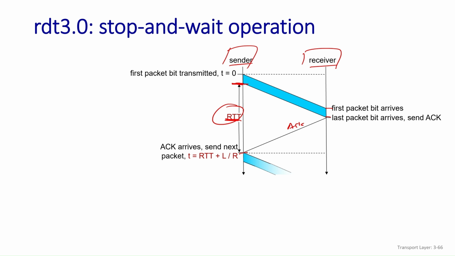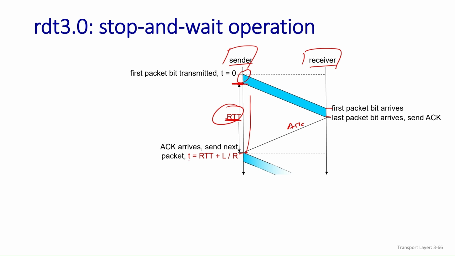If you just look at this operation, visual understanding tells us that most of the time the link is free. I'm only sending data for this much amount of time, and for this much amount of time I'm waiting for the acknowledgement. Because remember, in stop and wait, we send one packet and then we wait for the acknowledgement. Now at this point, the acknowledgement arrives, and then we can send the next packet.